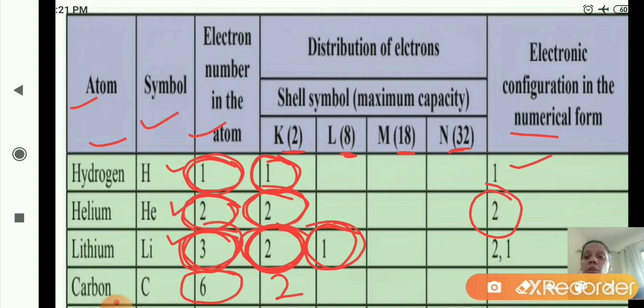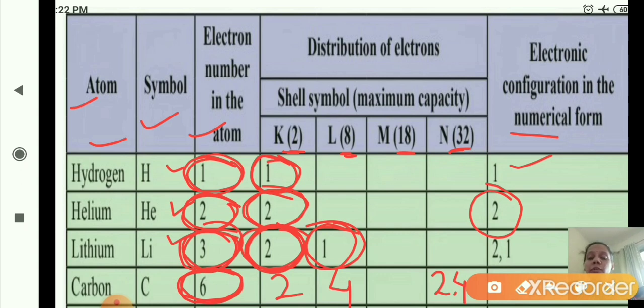Now from these 6 electrons we have arranged 2 electrons in K shell. How many are remaining? 6 minus 2. How many electrons are remaining? 4 electrons are remaining now. That we will arrange in L shell, right? So 4 plus 2, that is 6 electrons. So what is the electronic configuration of carbon? The electronic configuration for carbon is, I am writing it here on this side, 2, 4, right? So this is the electronic configuration in the numerical form.